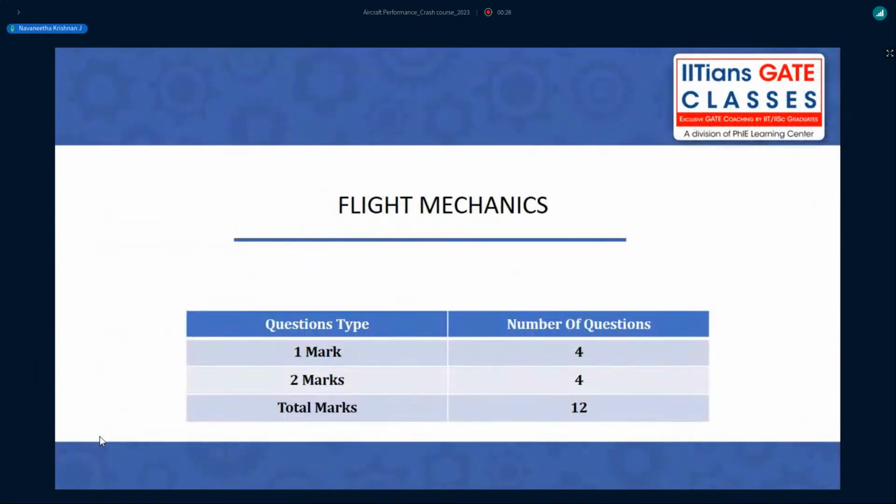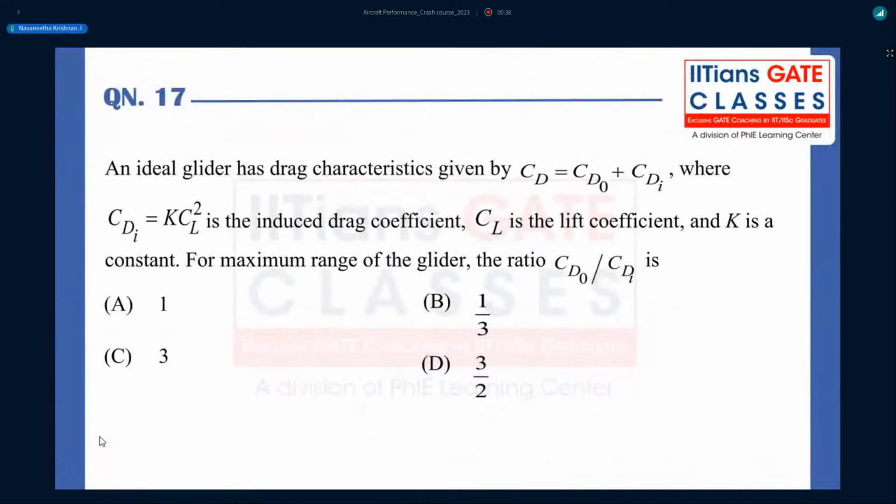In the flight mechanics syllabus, this time we got 1 mark question 4 and 2 mark question 4. A total of 12 marks has been asked. We'll go to question number 70.